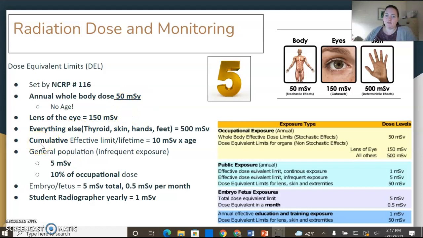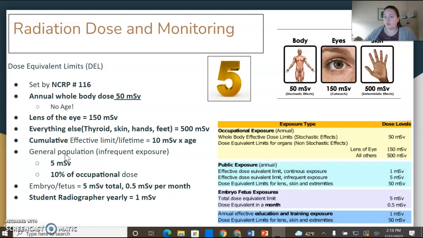The cumulative, so my lifetime dose as a technologist, cannot exceed 10 millisieverts times my age. So my lifetime, I would multiply, my age is 38 times 10 millisieverts, and that would give me my cumulative lifetime. So annual is for 1 year, I can get 50. For cumulative for my lifetime, I need to stay under 38 times 10.